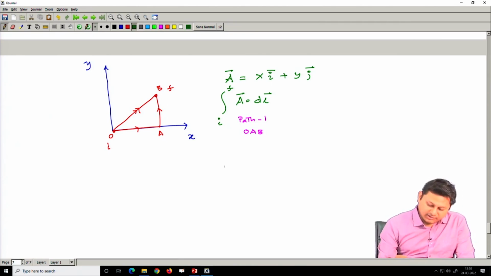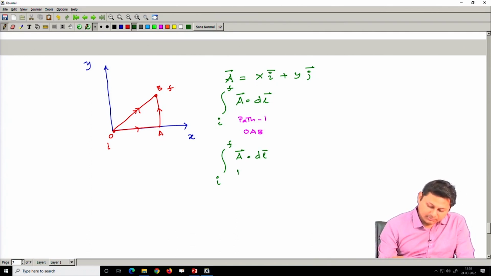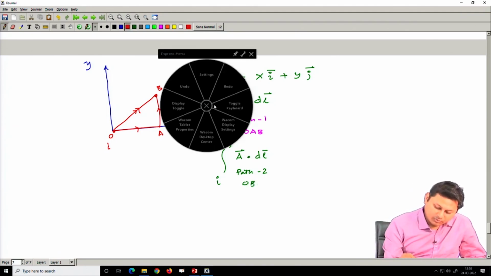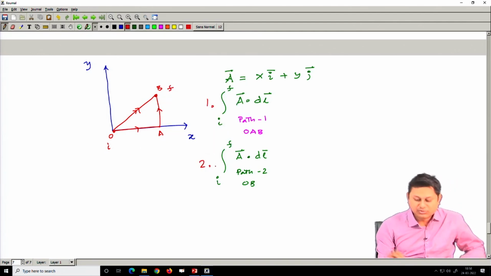Then again execute the same thing, initial point to final point, A dot dl, and now I am giving another path, say path 2, which is directly from O to B. Okay. So, this is one problem, and this is another problem, but the execution will be the same.